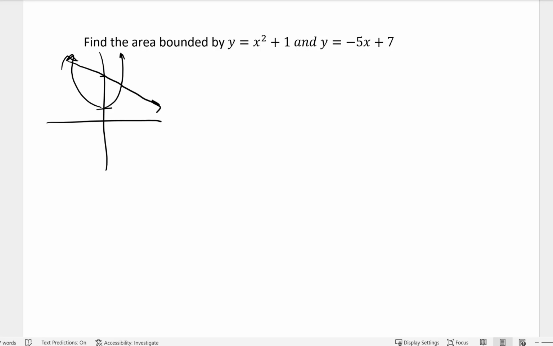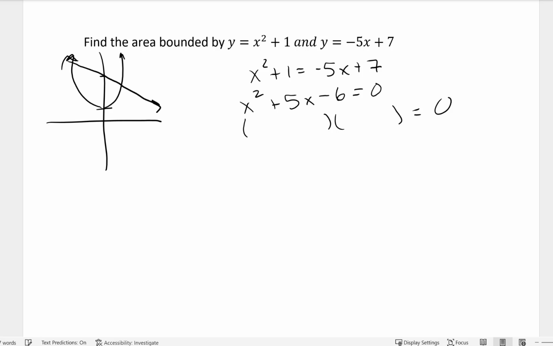So what we want to do is look for the intersection points first. So I have x squared plus 1 is negative 5x plus 7. I'm going to bring this over. So it's x squared plus 5x, and the 7 comes over, becomes minus 6 equals 0. So I factor. My factors of negative 6 that add to 5 are 6 and 1, positive 6 minus 1. So x is 1, x is negative 6. You can tell my picture's a little off, but that's okay. It just gives us where we go. So I have the negative 6 on the left, I have the positive 1 on the right, but it gives us a good idea of what's going to happen.